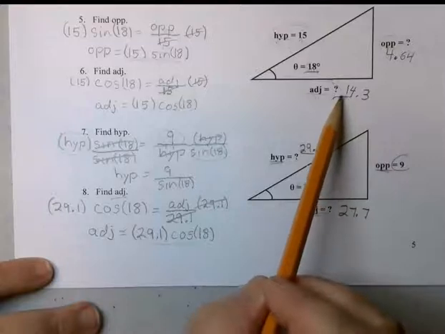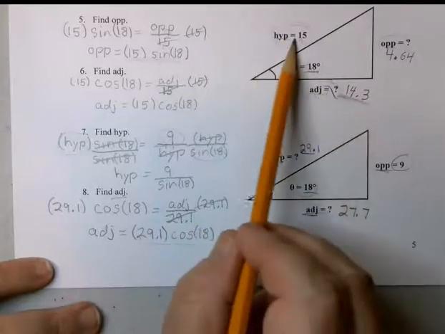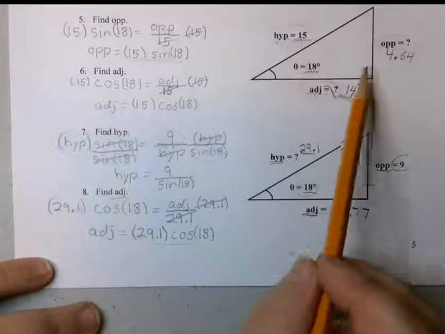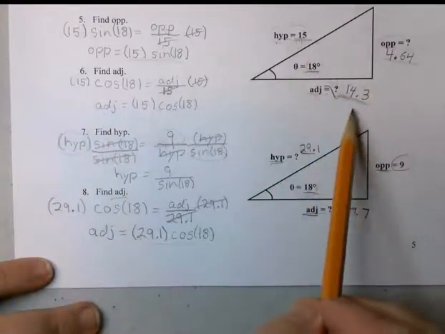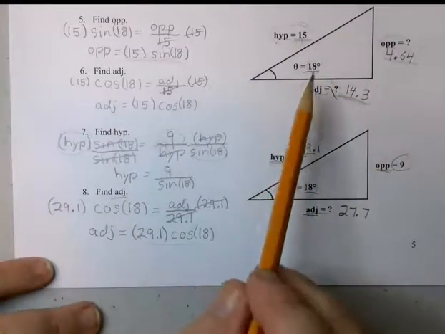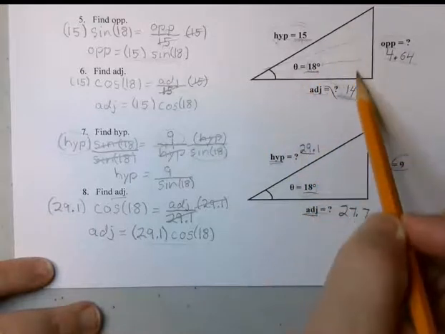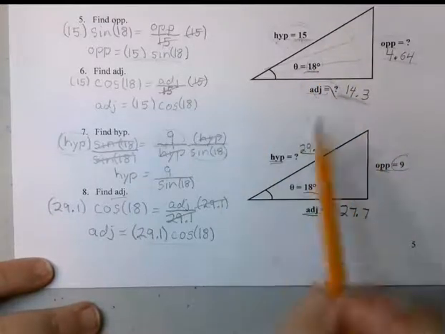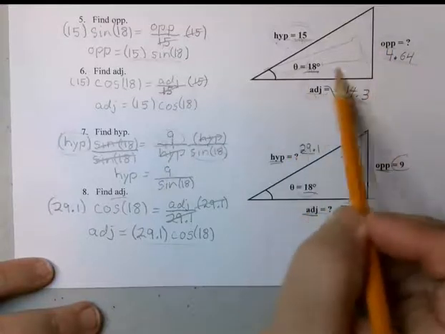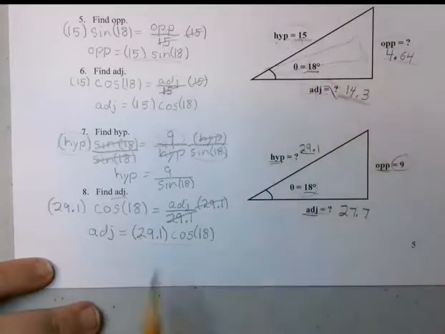Is that reasonable? Yeah. This is a little bit shorter than this. It has to be. And this is a lot shorter than both of them. So at 18 degrees the triangle is probably more like this. It's not quite as wide as this is showing. It's really a lot shorter side on this side, and these two are pretty close to the same length.